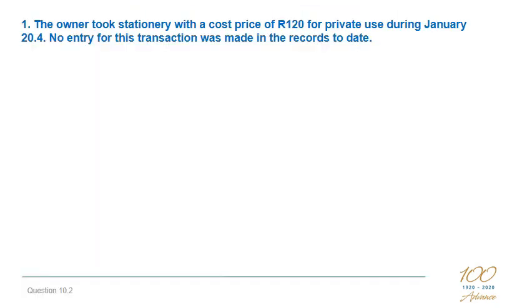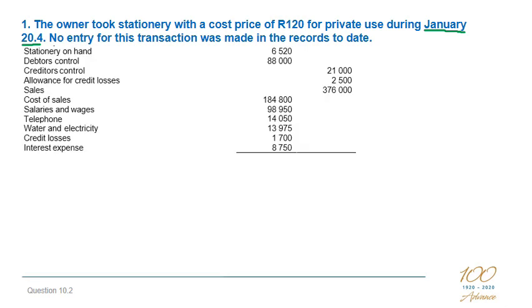Additional information number 1. The owner took stationery with a cost price of 120 Rand for private use during January 20.4. That's within my financial year, so I need to adjust it because of the accrual concept. No entry for this transaction was made in the records to date. So if the owner withdraws, I need to decrease equity. So I will have to debit the equity.